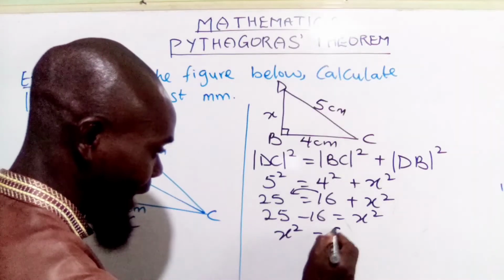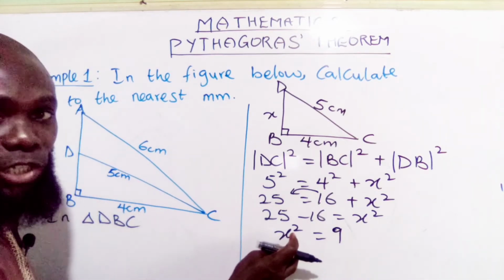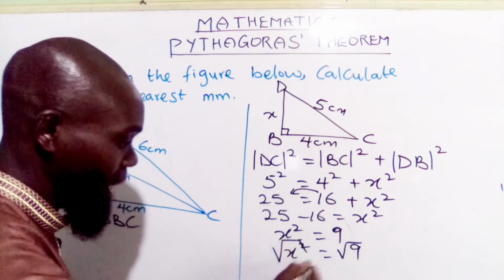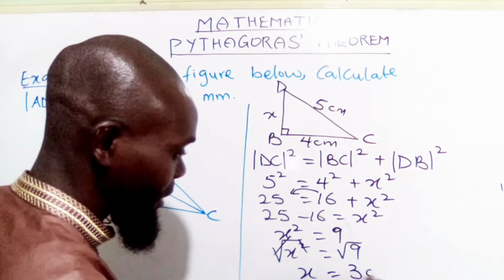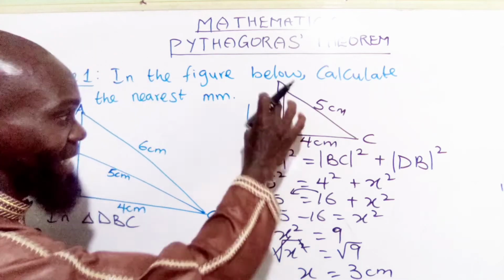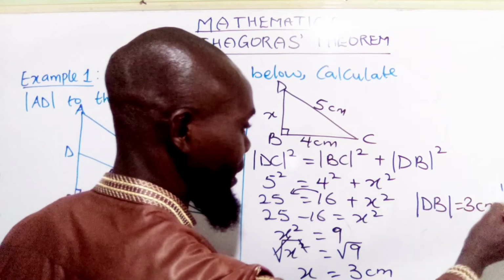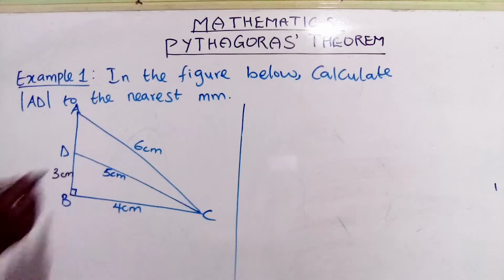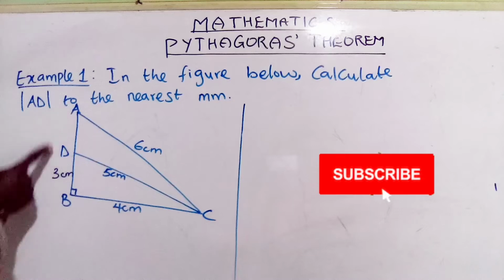So that is 9. Now to get my X, I have to square root both sides to get rid of this square. So square root of X squared is equal to square root of 9. Square cancels square root. So the value of my X here is equal to 3 cm. Now our X is representing line DB. So line DB equals 3 cm. Now we are able to get our line DB to be 3 cm. So from here, let us now calculate our line AB, because AD cannot be calculated directly.